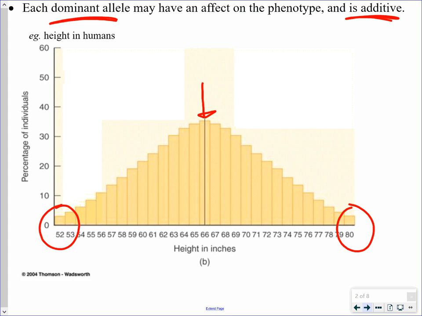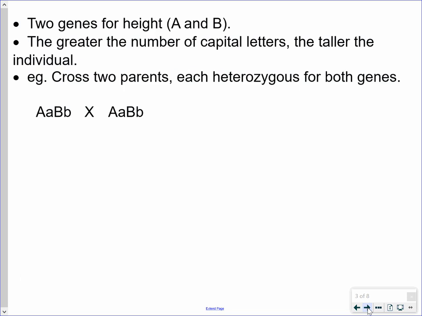So I mentioned there are, in fact, probably three different ones. In the example that I have on the next slide here, I'm just showing it for two different genes. Again, just so we are only taking a look at a dihybrid cross rather than a trihybrid or a three trait cross. So as I mentioned, it's the greater number of capital letters that result in the taller individuals.